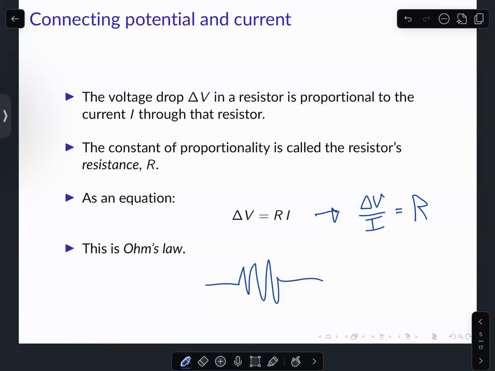Before I show you the equation that relates these, write this down as a sentence. Three things that affect the resistance of a particular resistor are size, shape, and material.